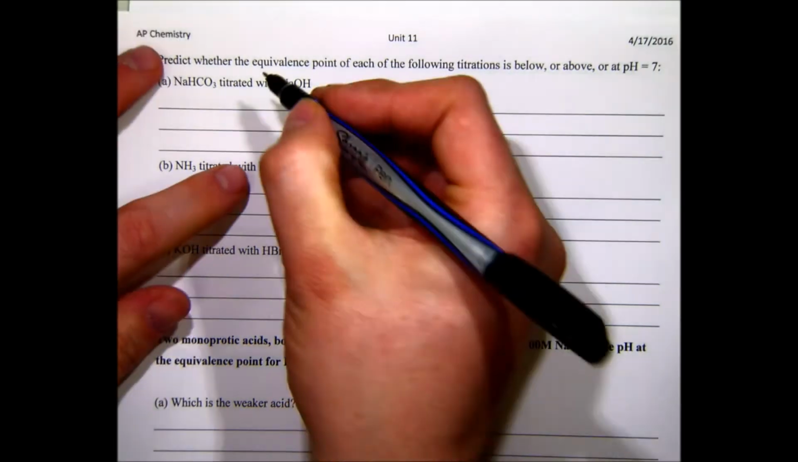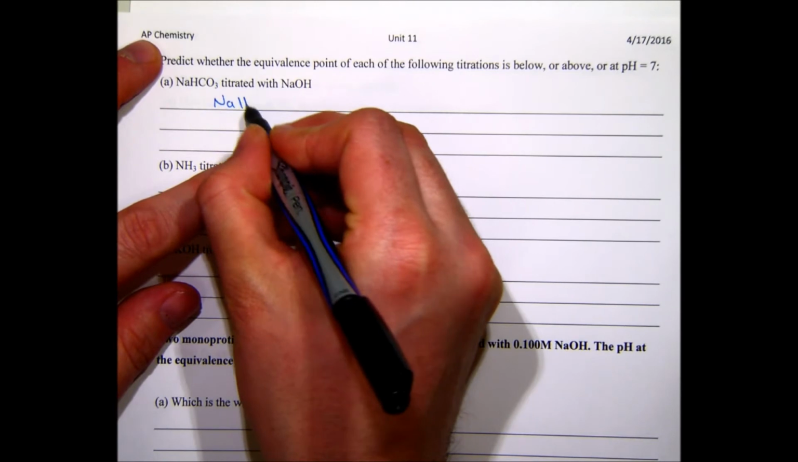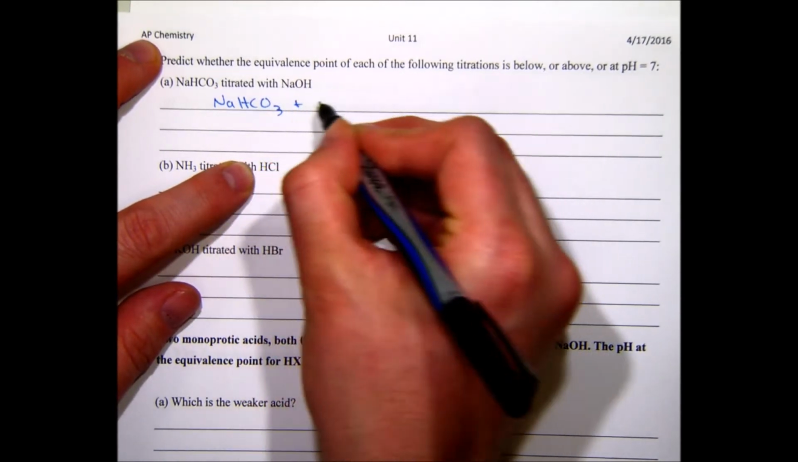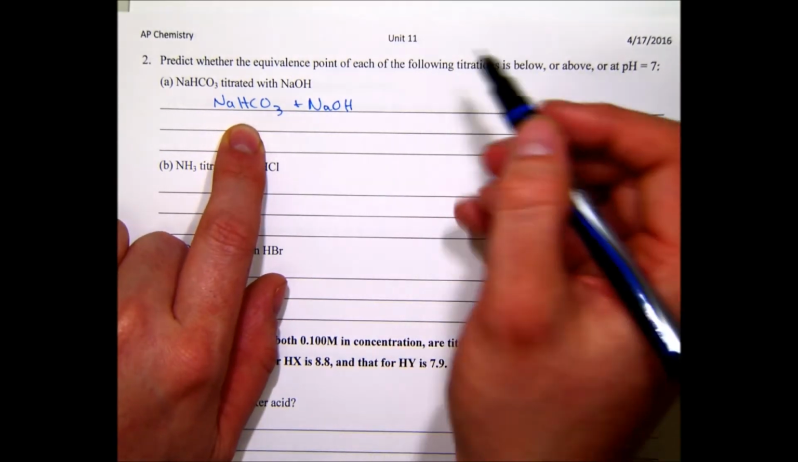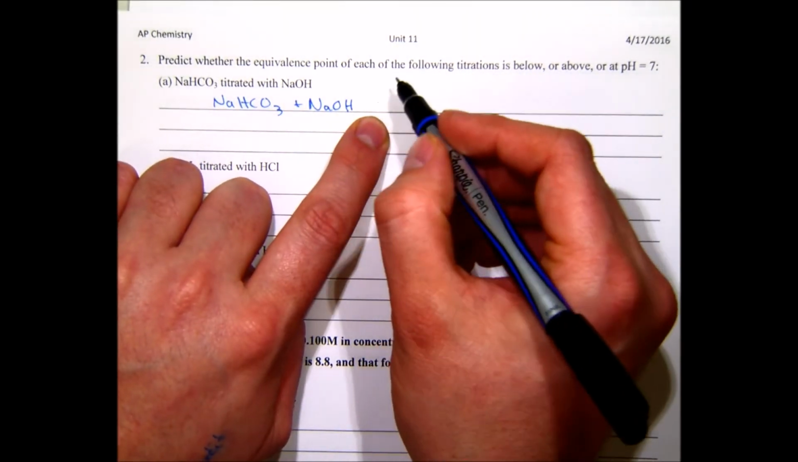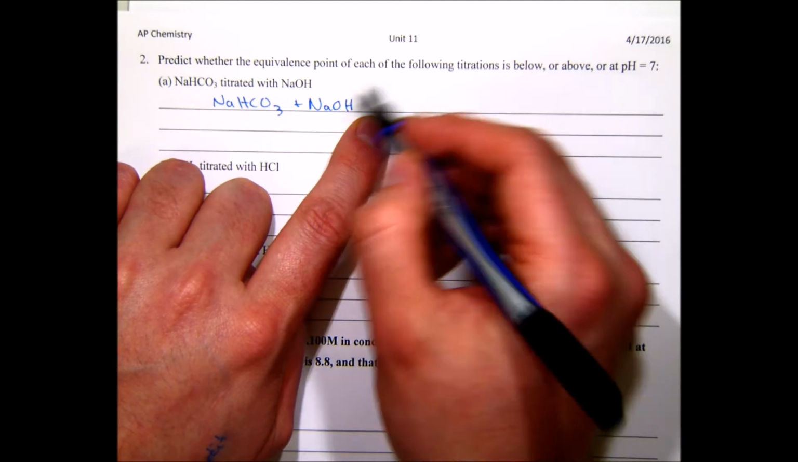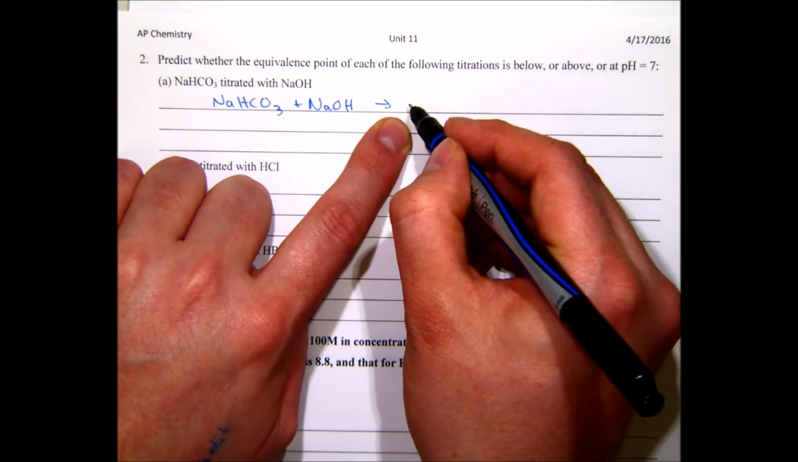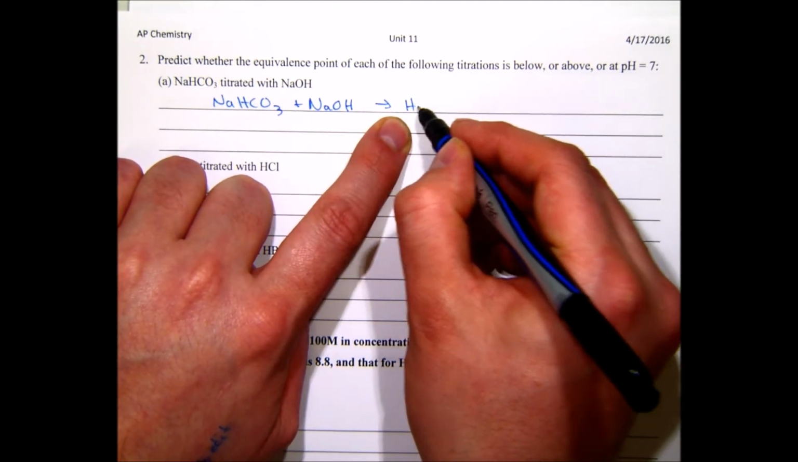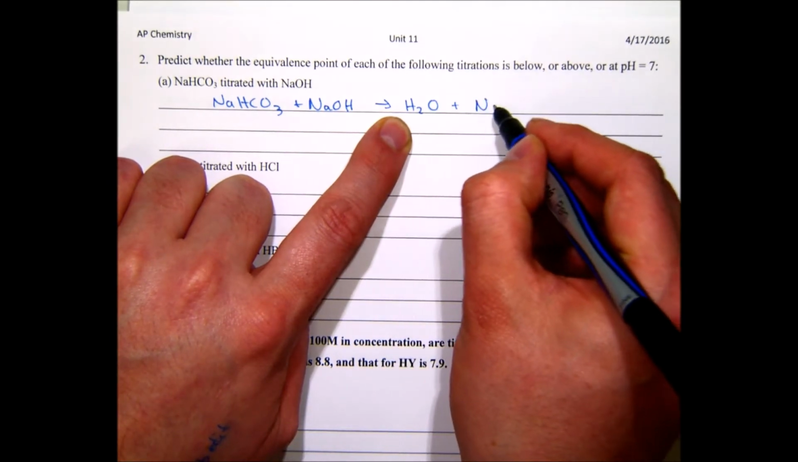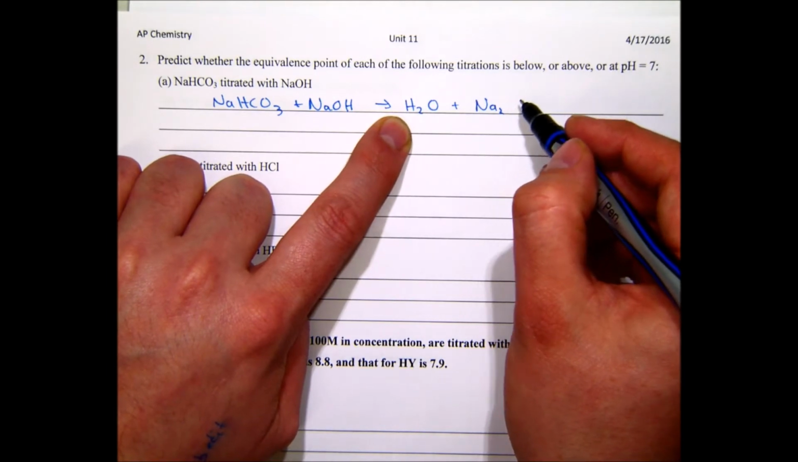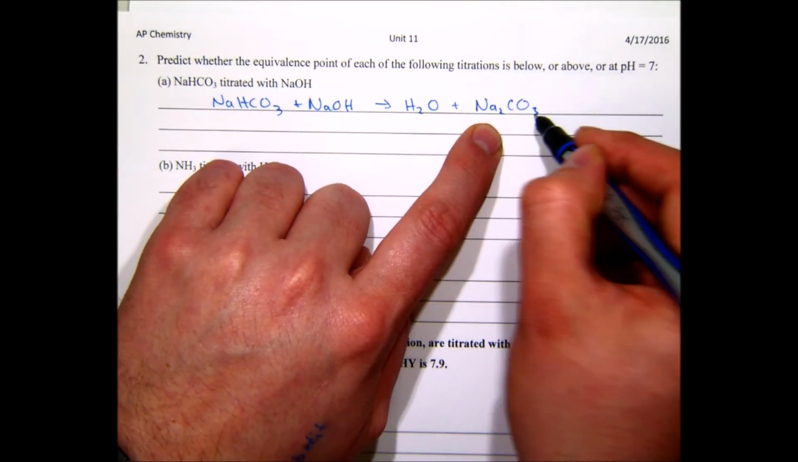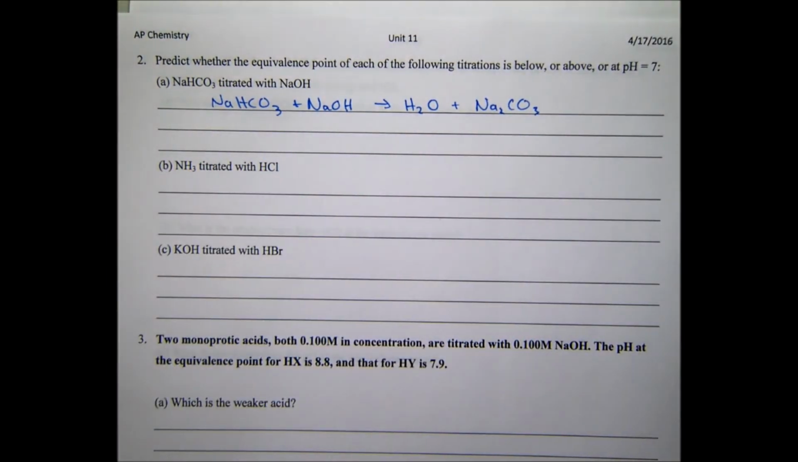So first of all, let's write out the equations. So sodium bicarbonate or sodium hydrogen carbonate, baking soda, plus sodium hydroxide will produce H2O plus Na2CO3. Just the skeleton equation is fine. The ratios really are irrelevant.